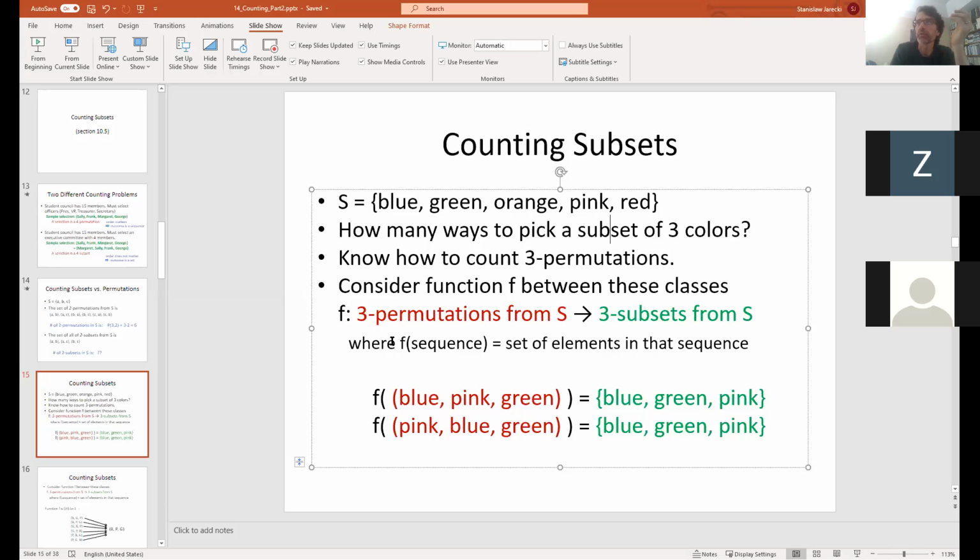And the function is obvious. Take a sequence, which this is, and output just elements, a set containing all the elements in that sequence. In other words, if my permutation is blue pink green, the set will be blue pink green. But if my permutation is the same things but permuted, my set is still the same. The set I output is the same. So it's an example of a k-1 function.